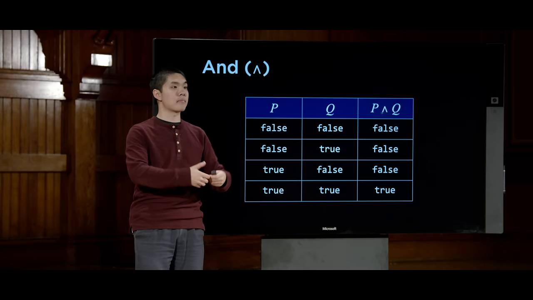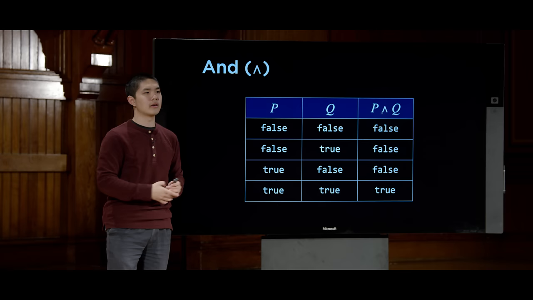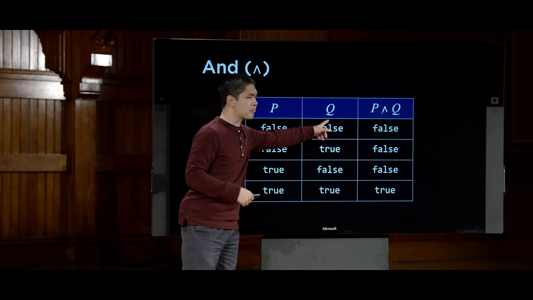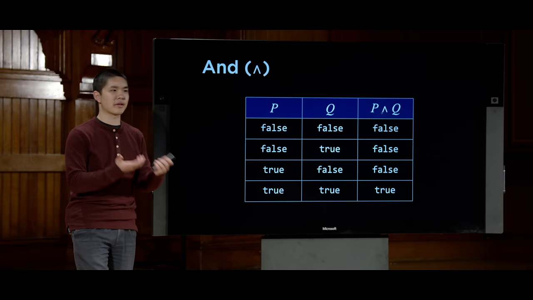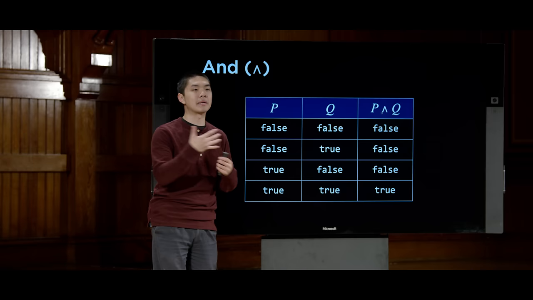P is true, and also Q is true. And so here's what that truth table looks like. This time we have two variables, P and Q. And when we have two variables, each of which can be in two possible states, true or false, that leads to 2 squared or 4 possible combinations of truth and falsehood.